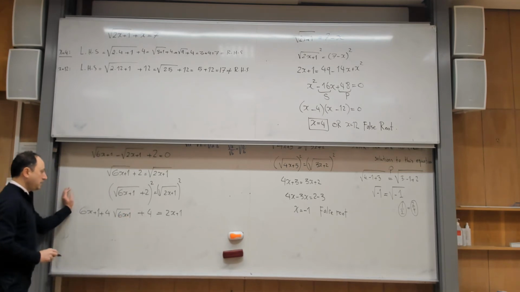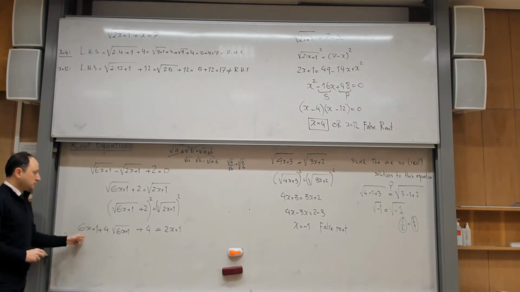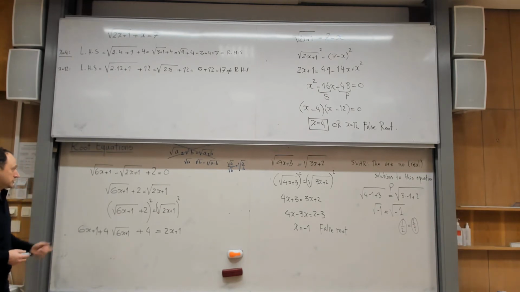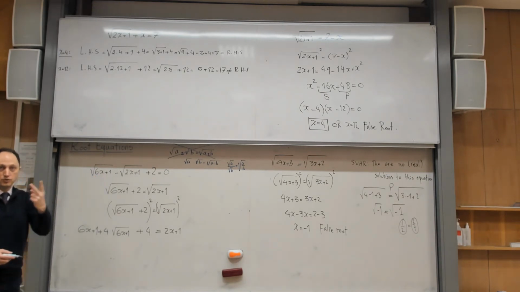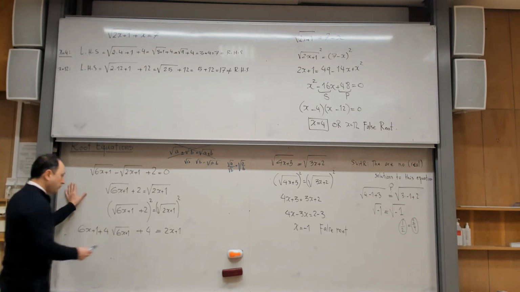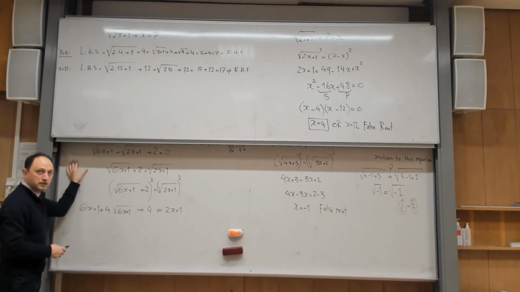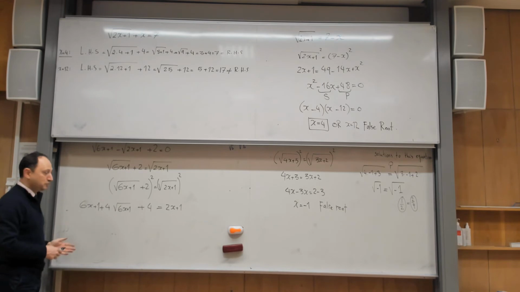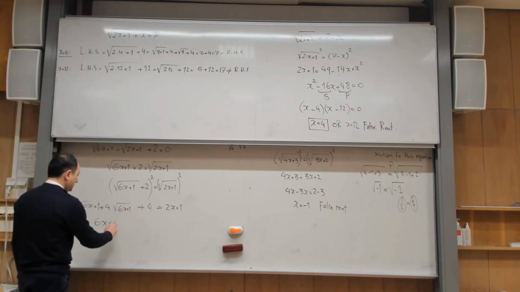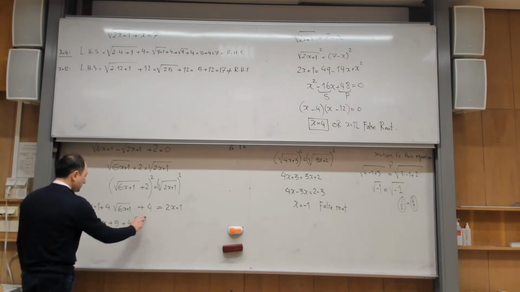Okay, now let me ask you one question. Do you consider this problem easier than the original problem? I would say yes, because in the original problem I had 2 surd signs, but in this equation I have only 1 surd sign. So at least that's progress. Yes? And of course you can do even better, because there are many things that you can simplify right now. For example, I can write 6x plus 1 plus 4 becomes 5, and then I have 4 square root of 6x plus 1, and then I have 2x plus 1.